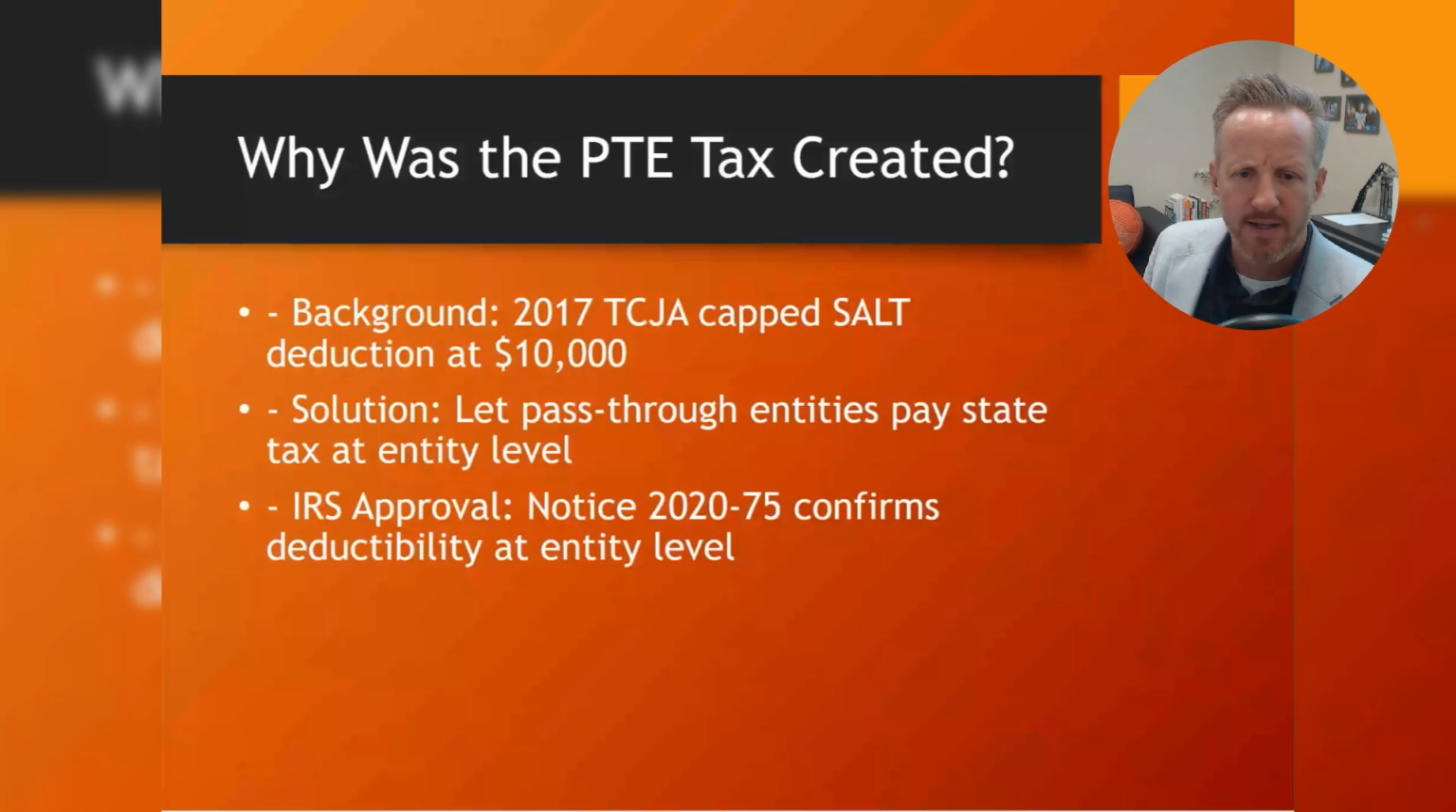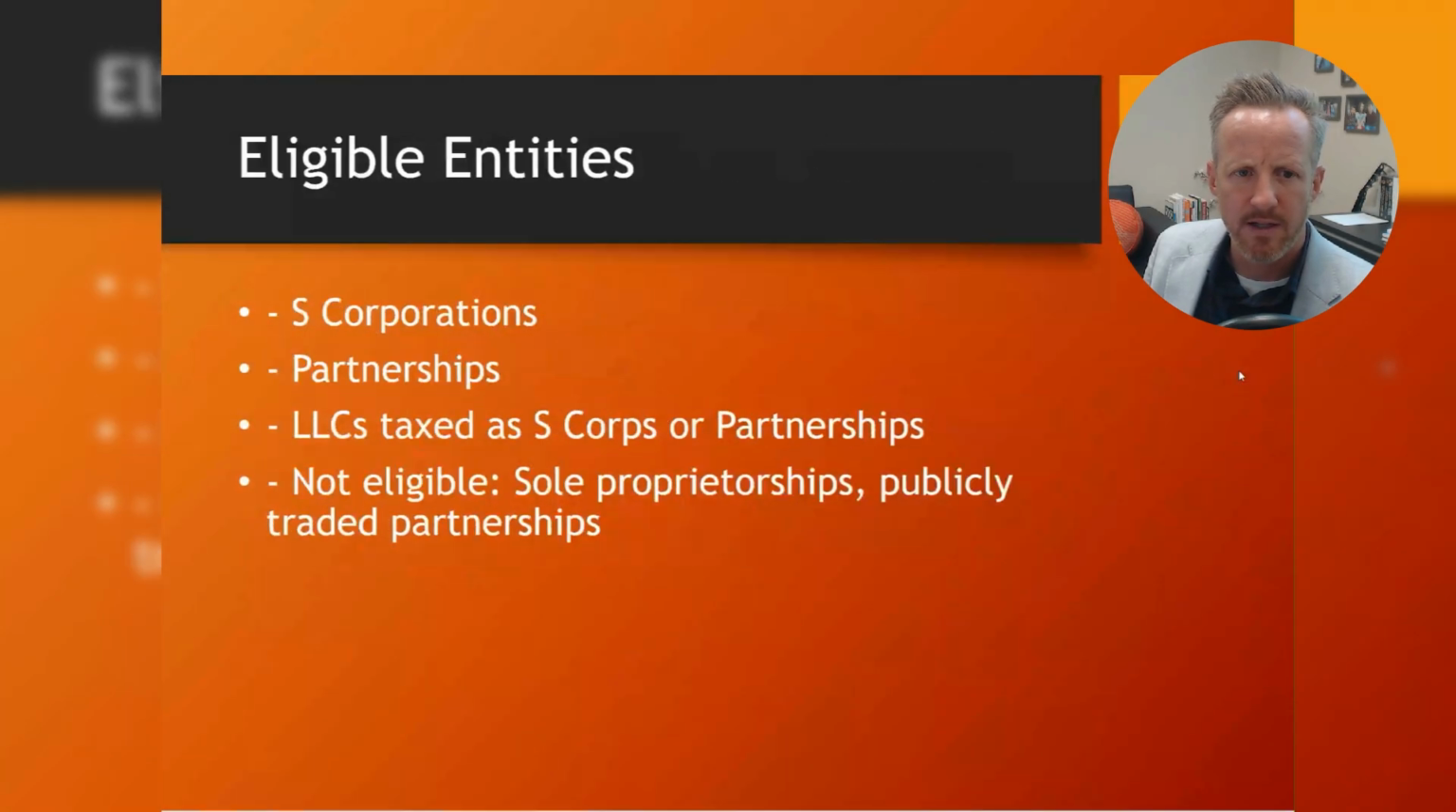Okay, now let me explain which entities are eligible for this. When I say entities, what I mean is how you're structured as a taxable business. There are various entity types. There are corporations, and within corporations, there are C and S corporations. If you have more than one owner, generally you're set up as a partnership.